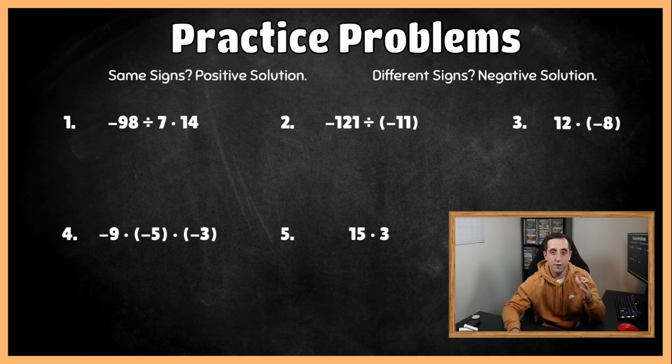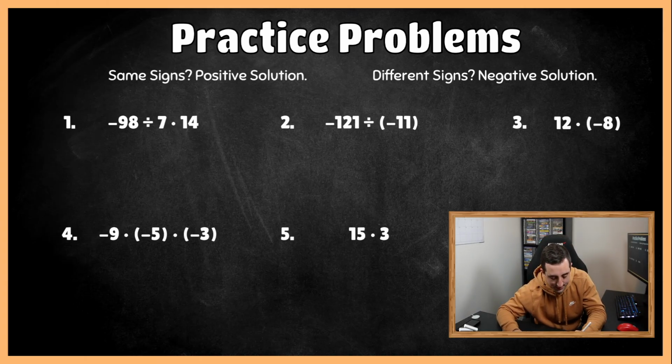I'm assuming you tried out all 5 questions, so let's go ahead and jump into number 1 and see if you got it right. I noticed that it's negative 98 divided by 7 to start it off. It's different signs, so my final answer for at least this half of the problem has to be negative. So let's go ahead and start with 98 divided by 7. So 98 is our dividend, or the number on the inside. 7 is our divisor.